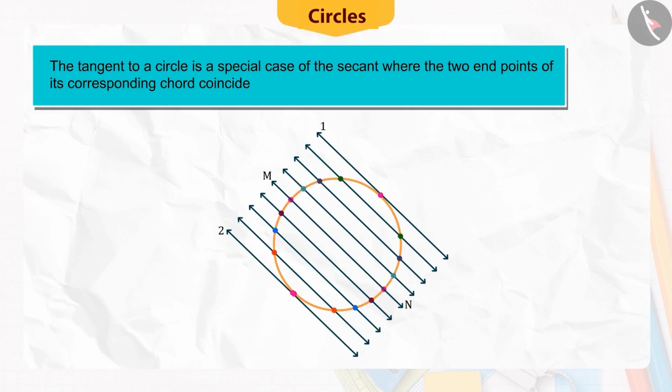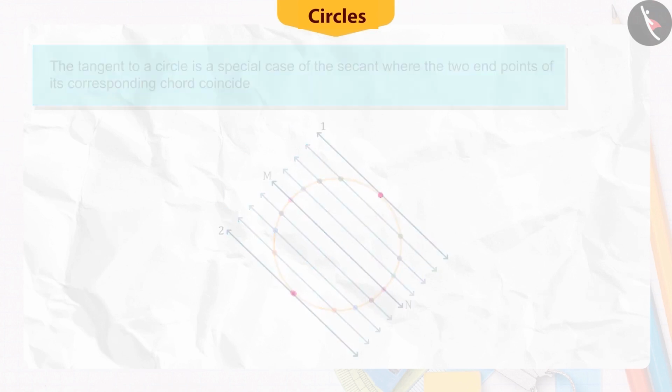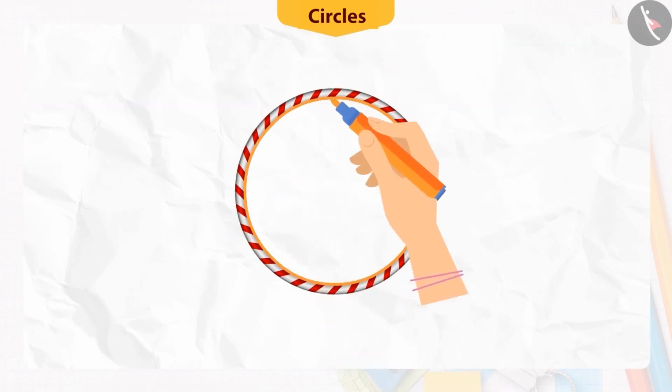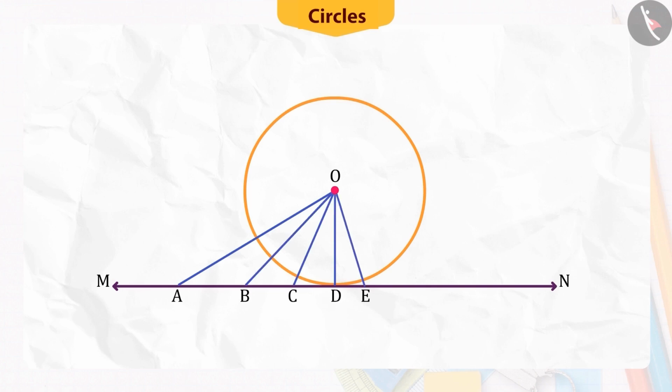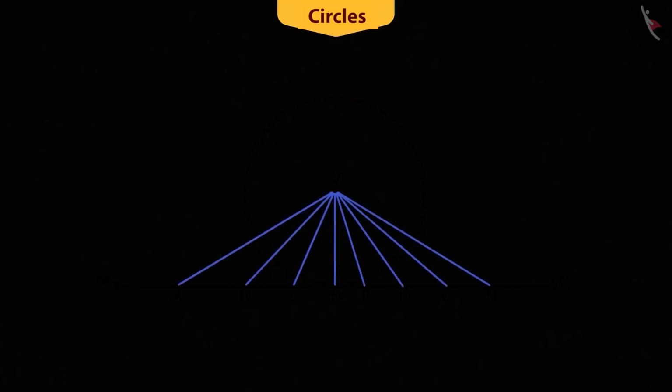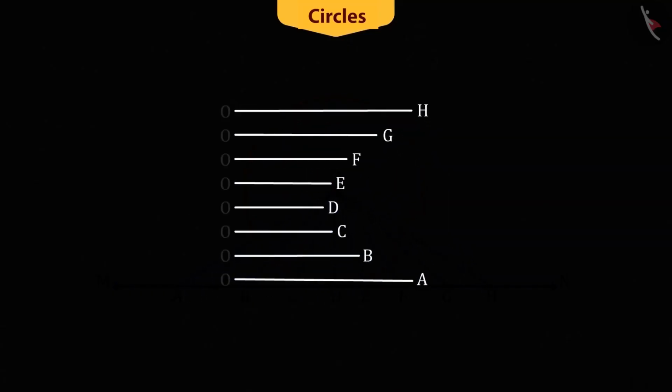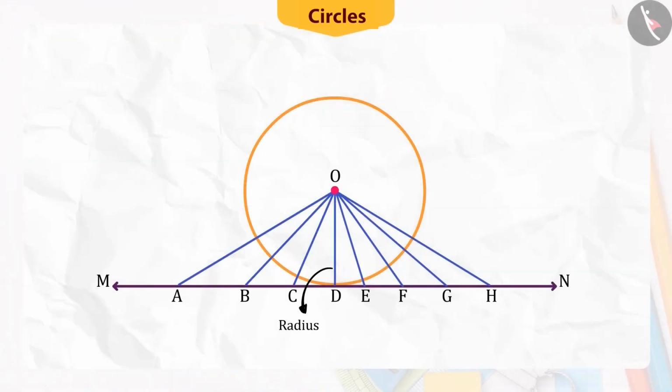Let us see another activity. Draw a circle and its tangent on a piece of paper. Now, if from the center O of the circle, some lines to the tangent are drawn, which are OA, OB, OC, OD, OE, OF, OG, and OH. On measuring these, we find that the line OD is the radius of the circle. Its length is the shortest of all.